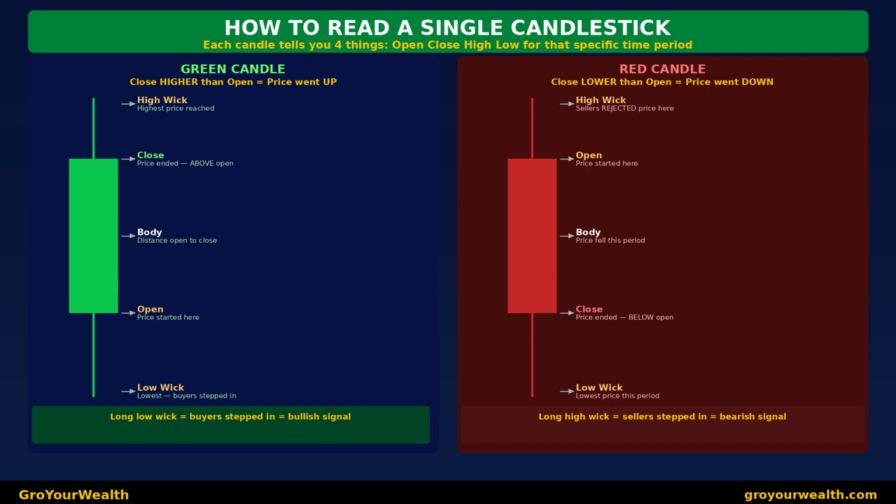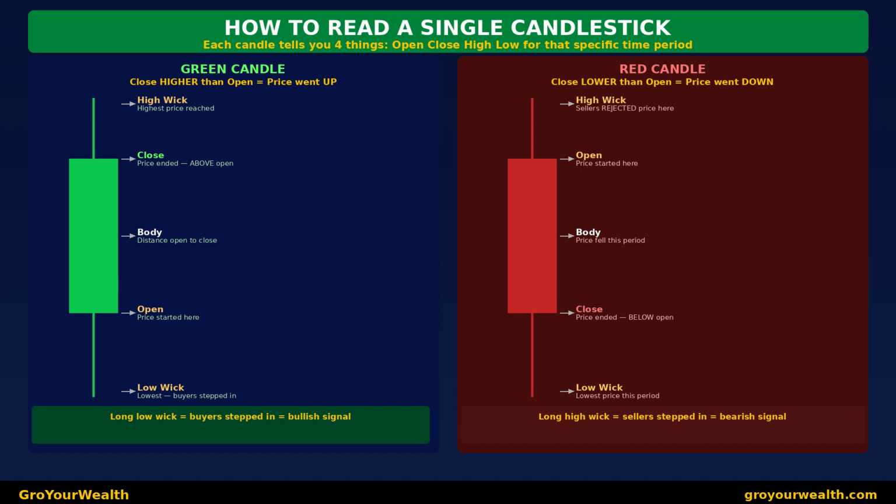The thick part of the candle is called the body. It shows the distance between the open and close. The thin lines extending above and below the body are called wicks or shadows. They show the high and low for that period.